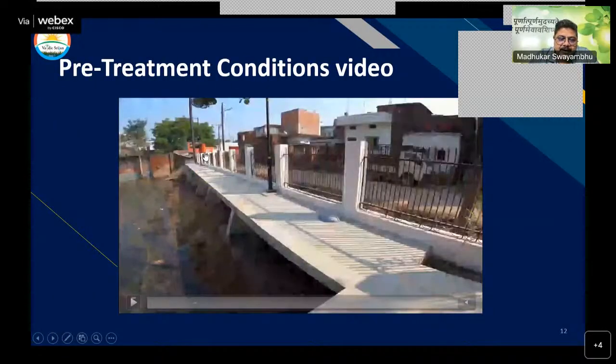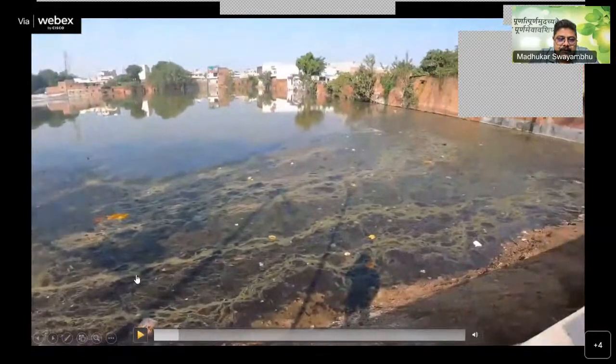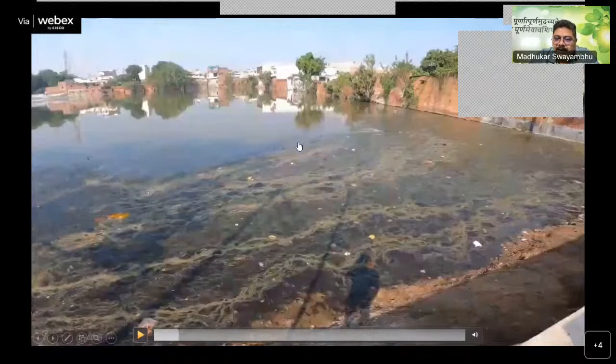This is the pre-treatment condition. You can see the embankment, stone pitching, boundary and light poles, everything is there. So that entire beautification work was already done by the Varanasi Development Authority. Now let me just show you the condition of the water. If you look into it, this entire water is still. There are no waves at all. So this is what I was talking about, the water viscosity being so high that the water becomes still. And that is why this entire water body was a mosquito breeding ground.